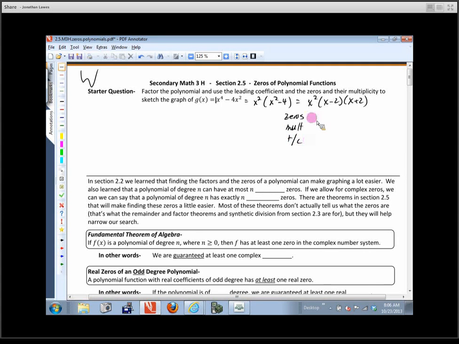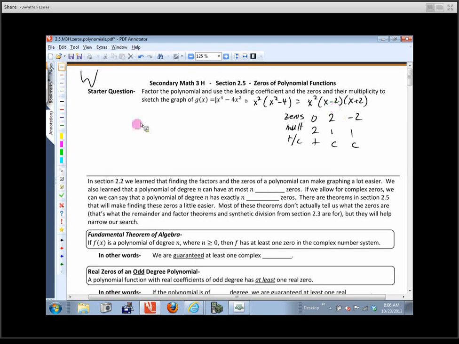So the zero that comes from this one is 0. The zero that comes from here is 2, and the zero that comes from here is negative 2. What's the multiplicity of this first zero? 2. And the other ones are going to be 1. Okay, if it's even, does it touch or cross? If it's even, it touches, and if it's odd, it crosses. Okay, so that quickly we factored it. We figured out what the zeros are. We figured out the multiplicity, and we know whether or not it touches or crosses.